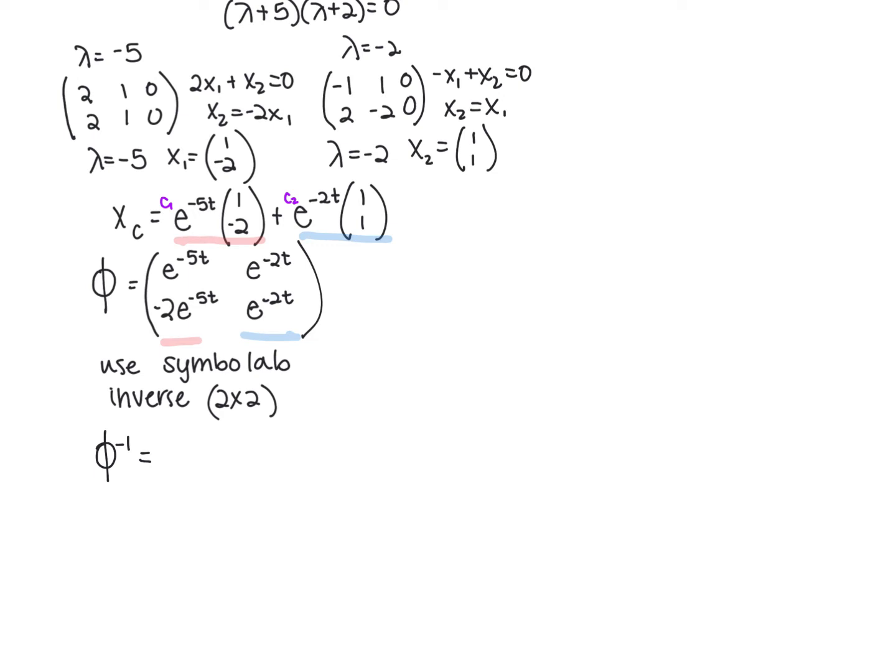Okay, so the inverse of this, when you type it in, you should get e to the 5t. I may just call this 1/3 e to the 5t. Negative 1/3 e to the 5t.